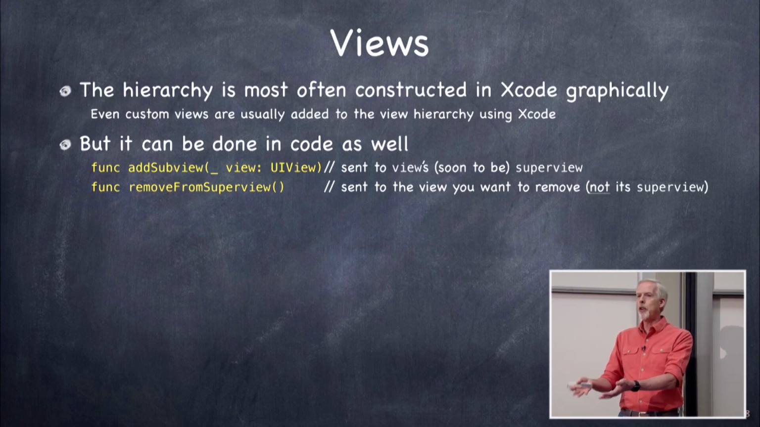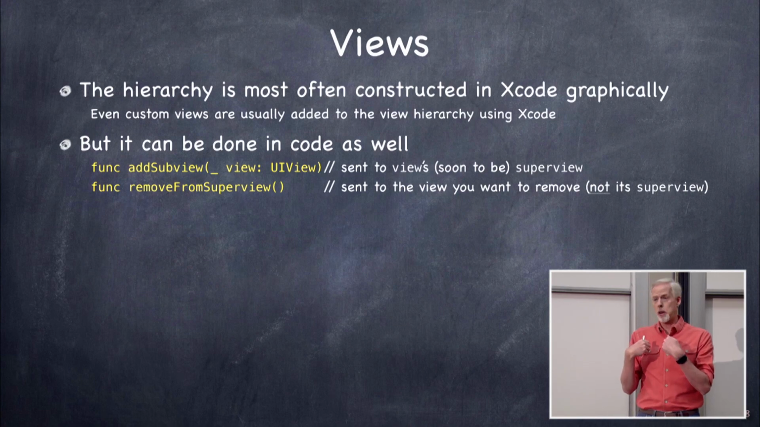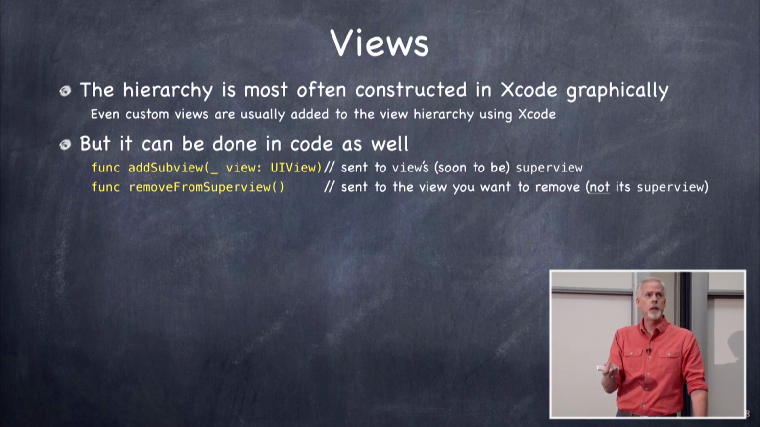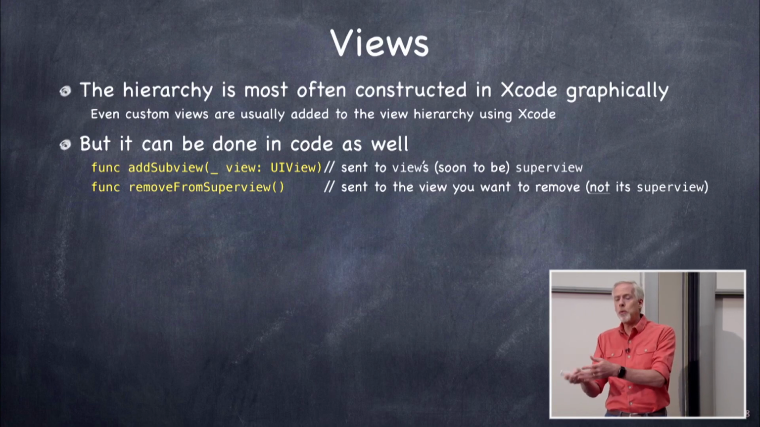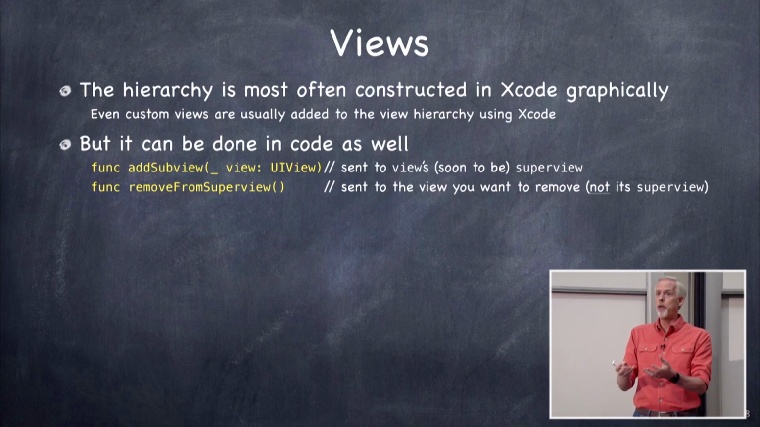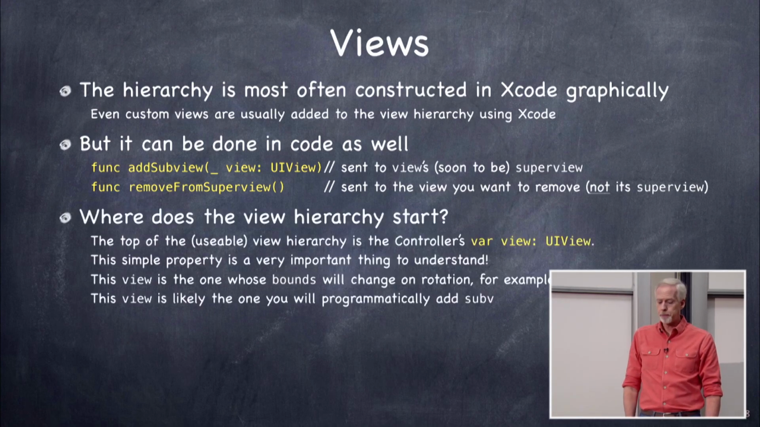The only tricky thing here is when you want to pull a view out of the view hierarchy for some reason. You send that message to the view itself. Okay? You send it to the view you want to remove, and you say removeFromSuperview. So it's a little different there. You send add to the enclosing view, but you send remove to the actual view itself.